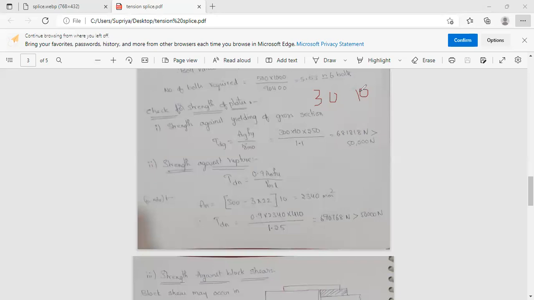If we consider the highest value, the load has to reach up to that value. But before reaching that value, this member will fail, so the least one we have to consider. So Ag is 300 into 10, into fy which is 250, we know that, divided by gamma m0 which is 1.1. If we calculate this, we will get 681818 newtons, which is greater than 500000 newtons. So it is safer, meaning the connection is safe in yielding of cross section.